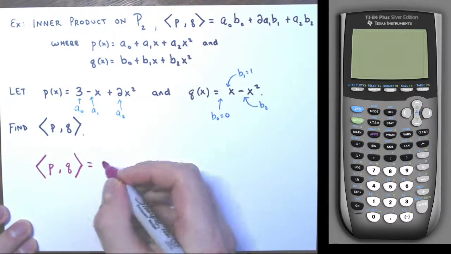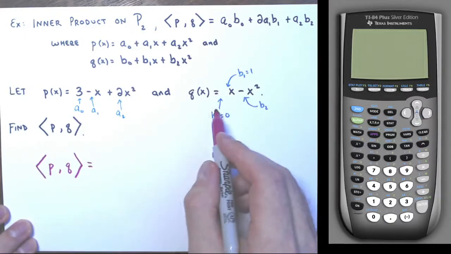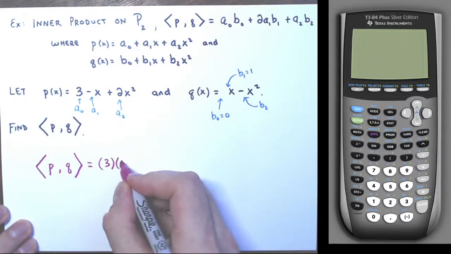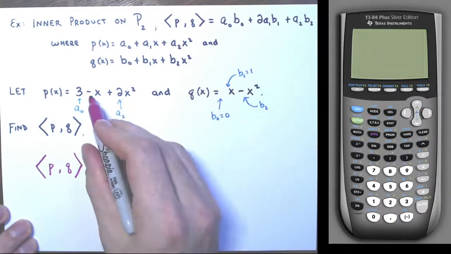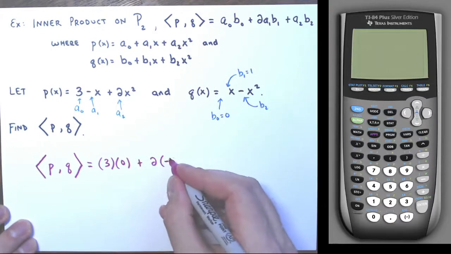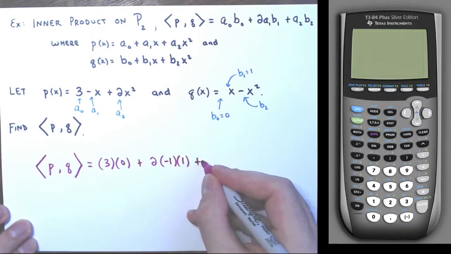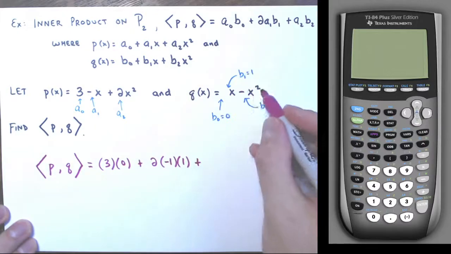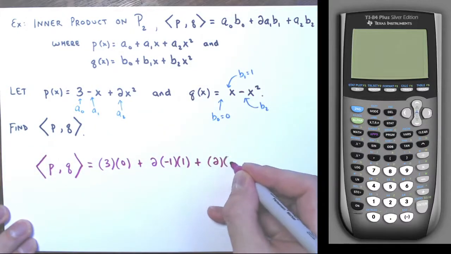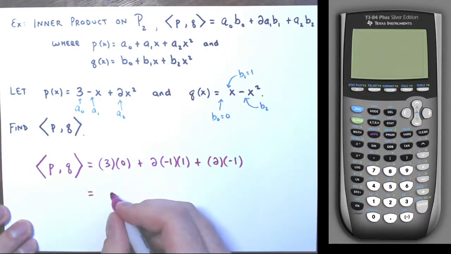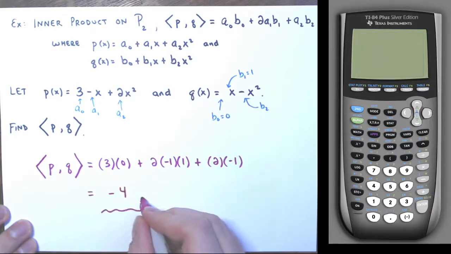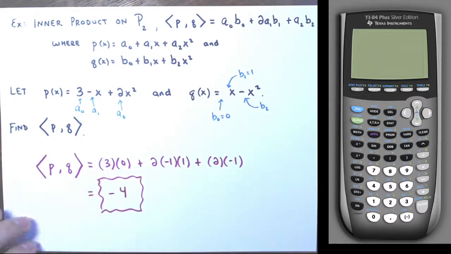I got a0 times b0, so 3 times 0, plus 2 times a1 times b1, so negative 1 times 1, plus a2 times b2, positive 2 times negative 1, coefficients of x squareds, right? And we simplify this, right? So this is 0 minus 2 plus minus 2, that's minus 4. There you go, negative 4. And that's it. I'm done.